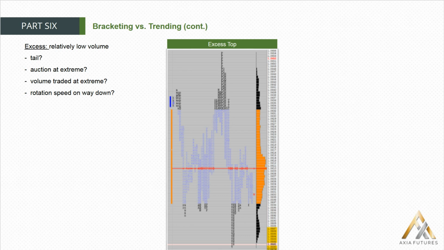Again, we can see how these excess tops, not only do they give us, the tail gave us an early clue, but it gave us quite a bit of opportunity to hop on with the initiative selling that continued to occur over the course of the day.